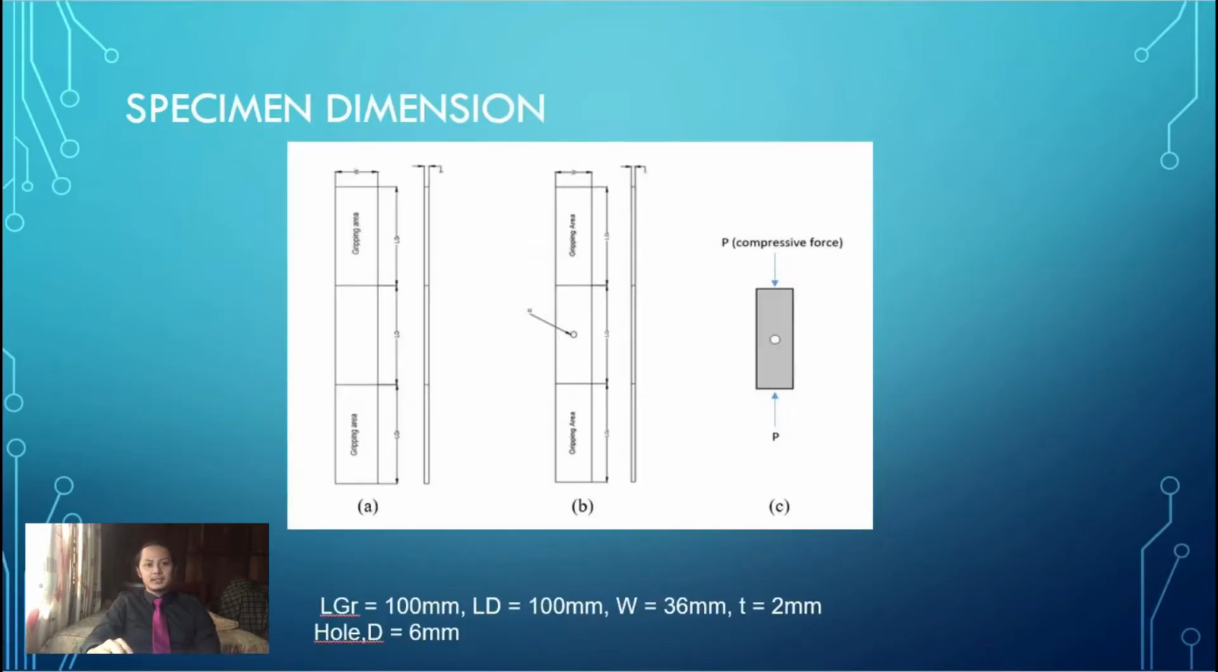This is the specimen dimension. All the specimens are set up to comply with the standard dimension for compression test. According to the standard, the specimen of 100 times 36 times 2 mm was used, as illustrated in figure A and B for unhole and open hole compression test respectively. 8 plies of fiber laminates were arranged and stacked together to achieve 2 mm thickness composite laminates.